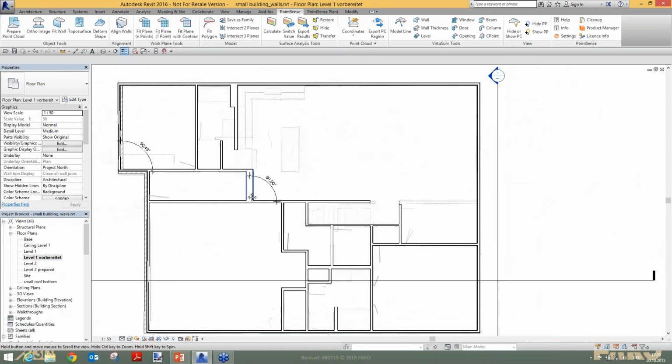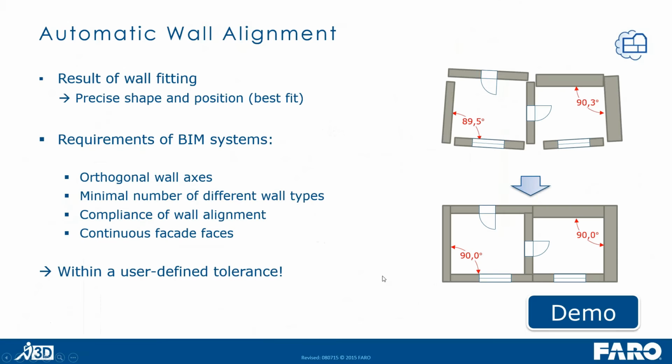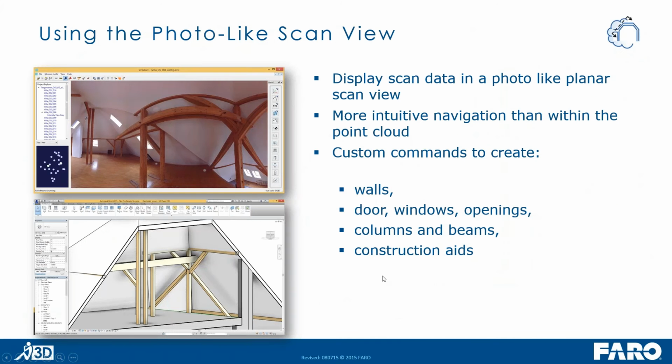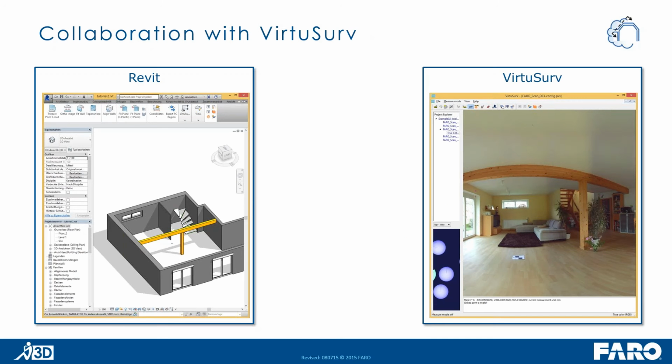All right. So let's go back to the presentation. If you have created your overall geometry with all the walls, then you can insert building components like doors or windows or other elements. And for this, we also provide a photo-like scan view. So that means you do not work in the point cloud itself, you work in a photo-like scan view. You can see it here, and place your objects. And for this scan view, we use another software called VirtuSurf.